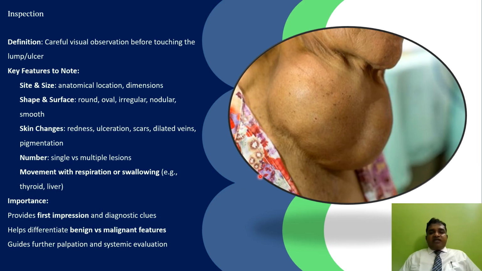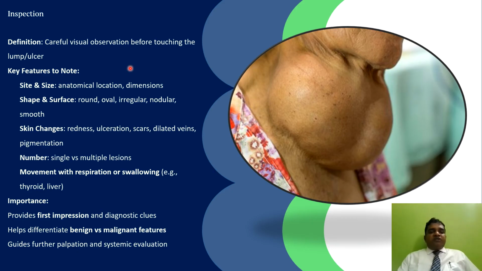So in this slide, you can see this elderly lady with a huge goiter in her anterior neck. The surface is also not smooth. So before touching the patient, visual observation is very important. Take a few minutes, or a few seconds at least, and observe the patient carefully. Just observe the whole. That will give a lot of idea about the disease condition.